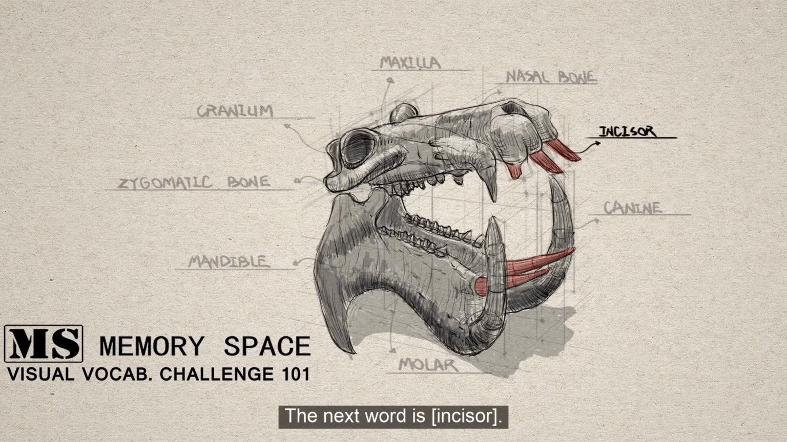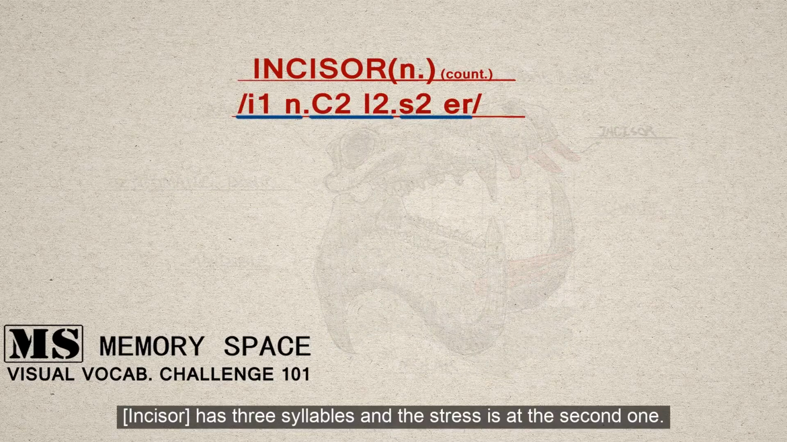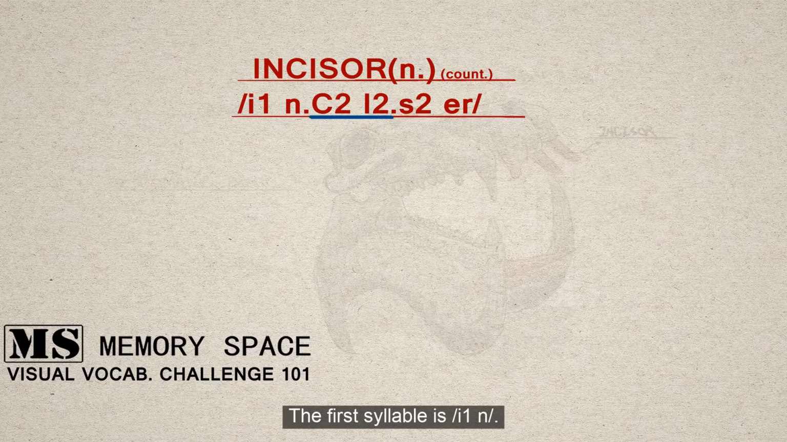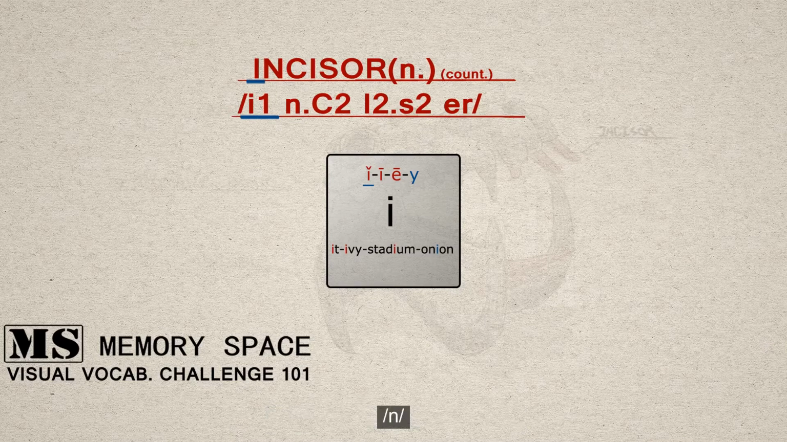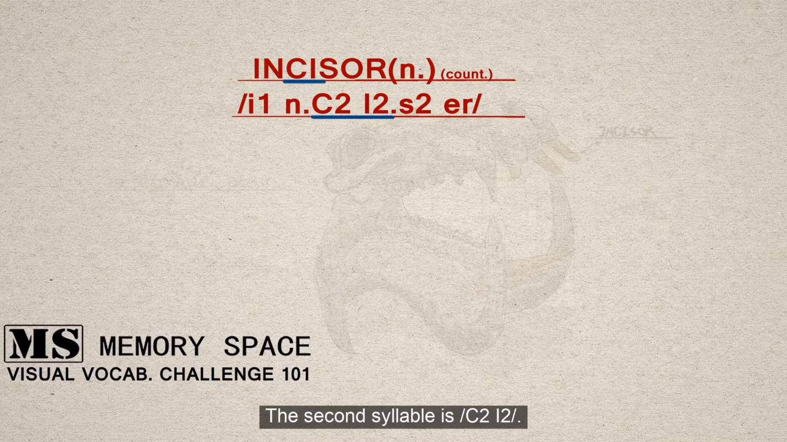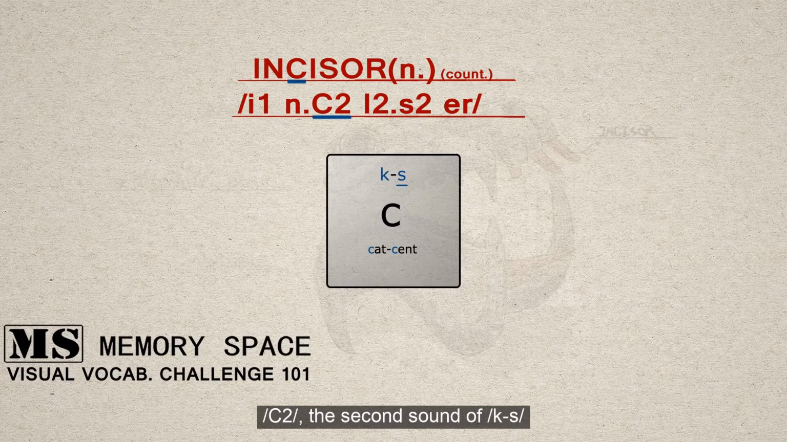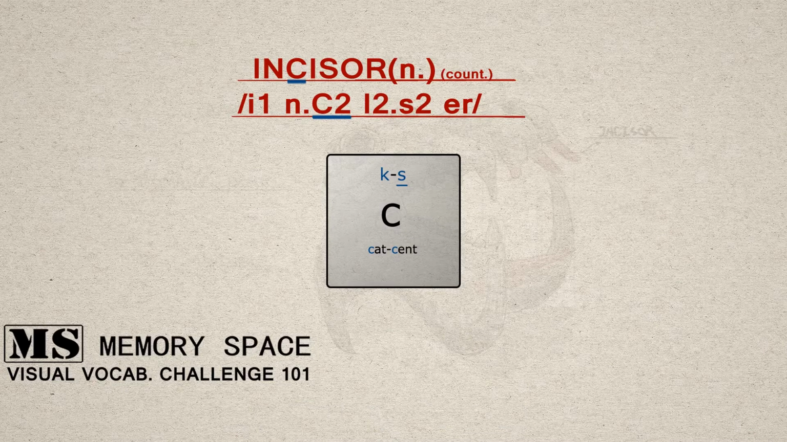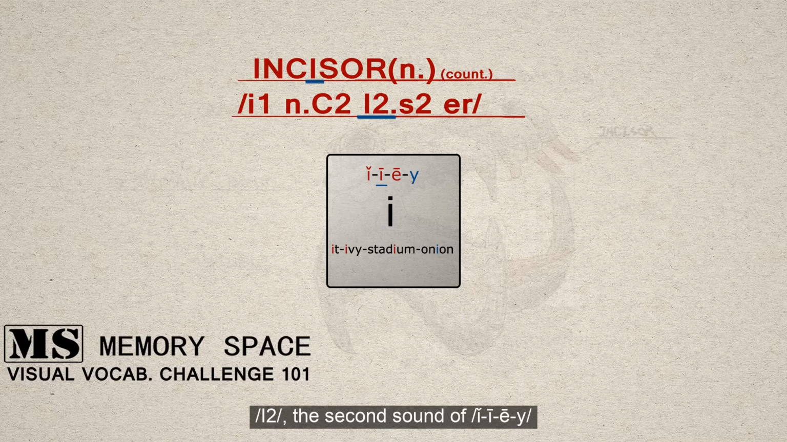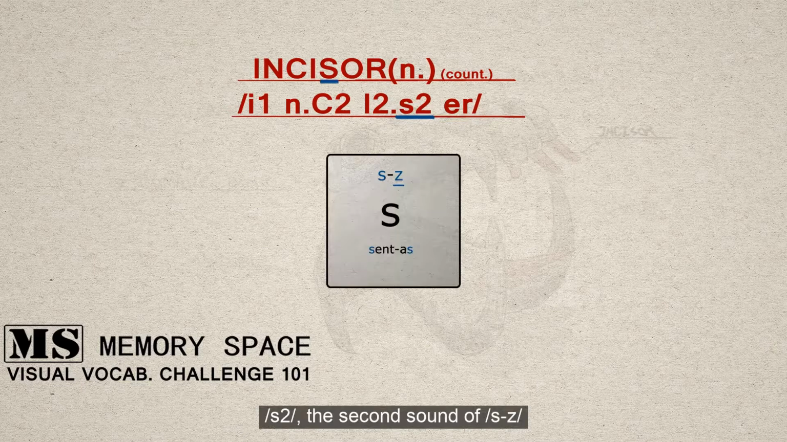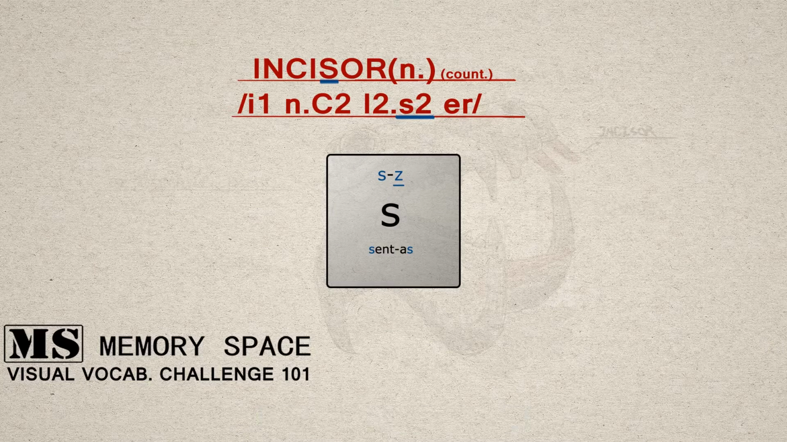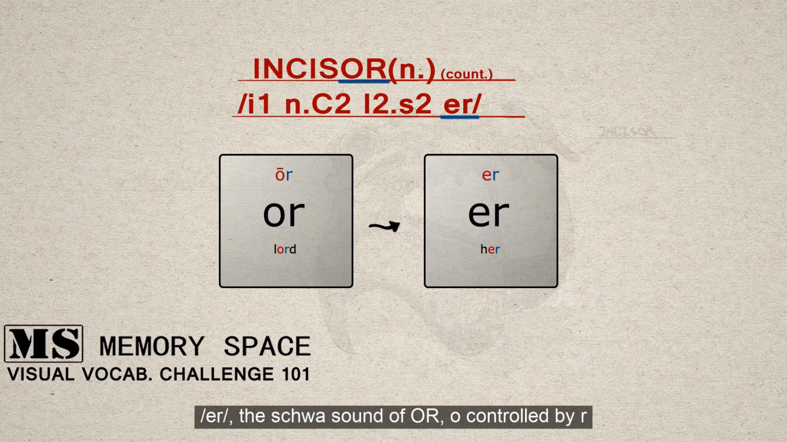The next word is incisor. Incisor has 3 syllables and the stress is at the second one. The first syllable is in, i, the first sound of i. The second syllable is sigh, s, the second sound of c, s. I, the second sound of i. The last syllable is zer, z, the second sound of s. The schwa sound of or, all controlled by r.